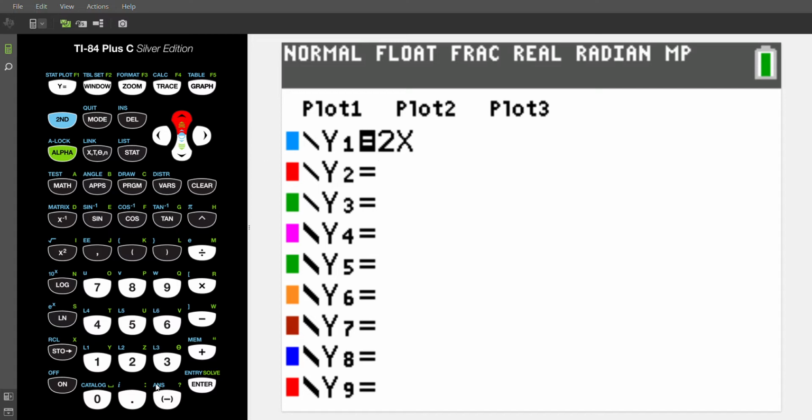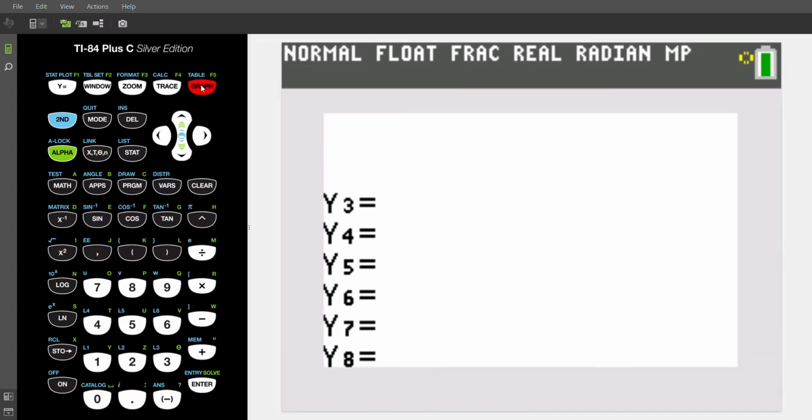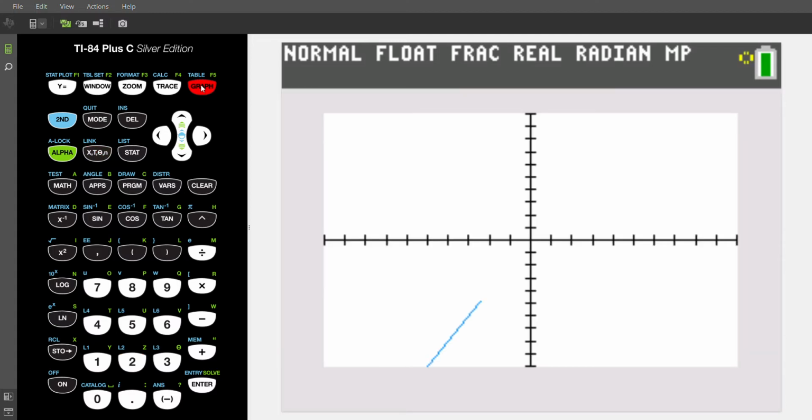So let's try maybe negative 2x. Let's see how that compares with 2x. So when we look at the graph of that, our blue line is still going uphill from left to right, but our y equals negative 2x is now coming downhill from left to right. So that's what happens when we go from a positive to a negative number.